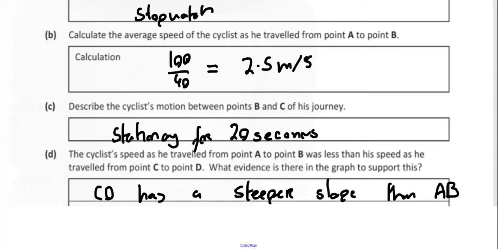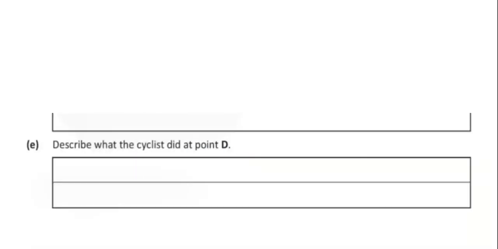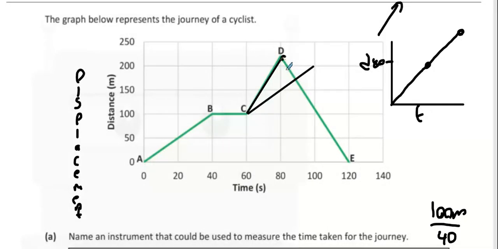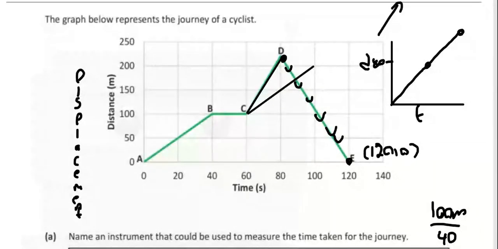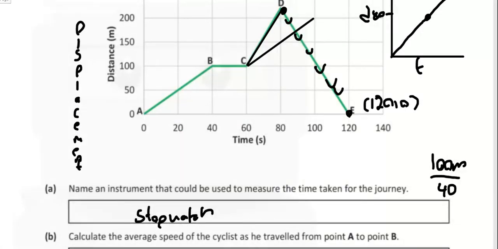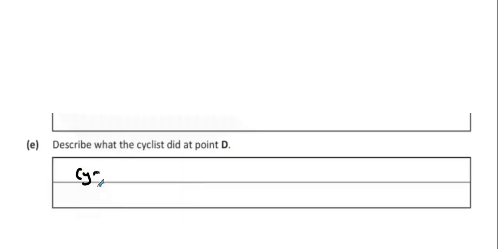Now, next question is, what do the cyclists do at point D? Well, at point D, you can see that you're going in the reverse direction now. You're starting to go down. I think this means that the cyclist returned from where he started from, because it comes back down to 0. See, it's 120, 0. After 120 seconds, you have no distance away from home, so you're back pretty much where you started. So you can say cyclist returned to where he started the journey.